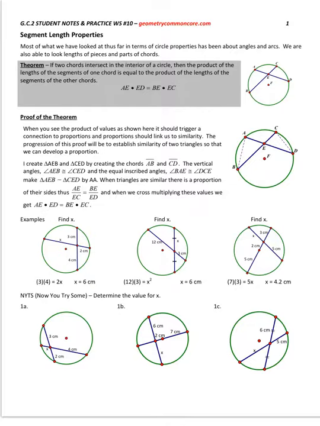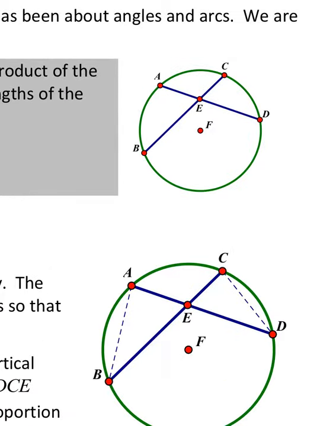And so looking at the first diagram, if you have chords AD and CB intersect each other, then we can say that segment AE times segment ED is equal to BE times CE.